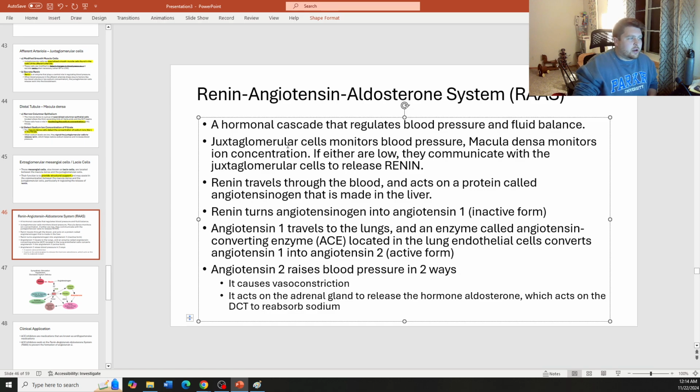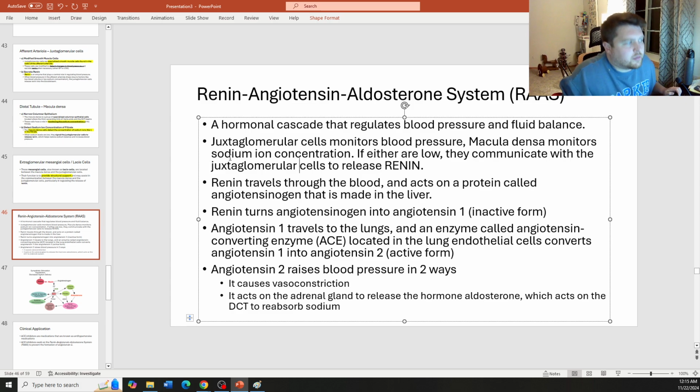So the juxtaglomerular cells, which are located in where? The afferent arterioles, monitor blood pressure. The macula densa monitors ion concentration, specifically sodium ion concentration. If either are low, they communicate with the juxtaglomerular cells to release renin.